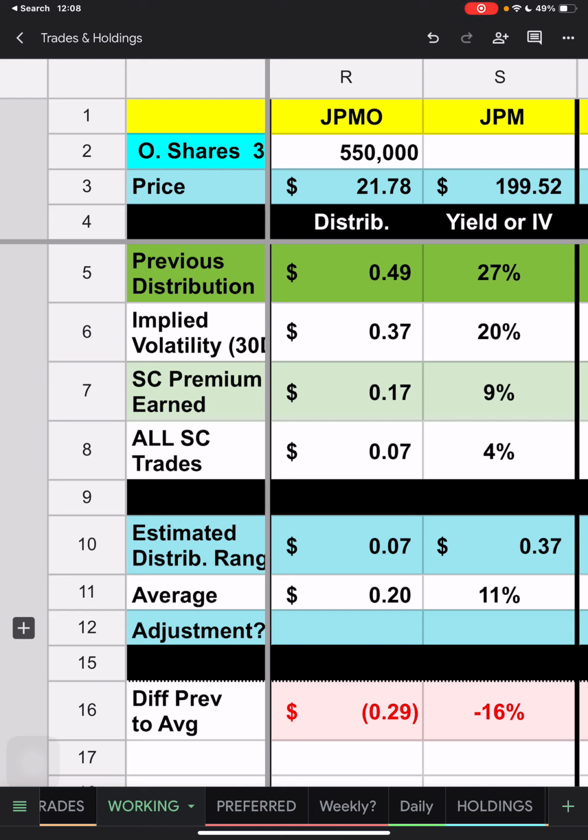But when we're looking at the premium earned there, we're looking at 17 cents, and for all short call trades, 7 cents. So I'm going to say it has right now an average of 20 cents. That may be about right. It may be a couple of cents more depending on the next 4 days. So let's look.